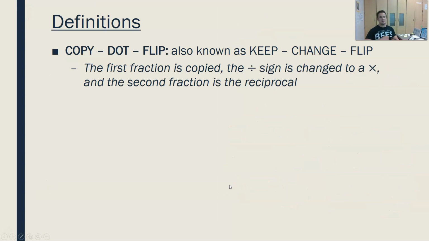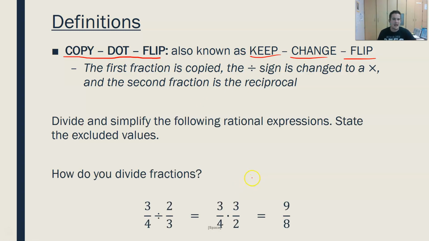Now let's talk a little bit about some definitions before I talk about dividing rational expressions. Dividing rational expressions is going to be very similar to multiplying. The process is going to be basically the same. So you may have heard this expression before, copy dot flip, also known as keep, change, flip. When I am dividing fractions, the first fraction is copied, the division symbol is changed to a multiplication, so I change to the dot often. We look at this little dot as the multiplication symbol. And then the second fraction is the reciprocal, or I flip it. So that's what copy dot flip means.